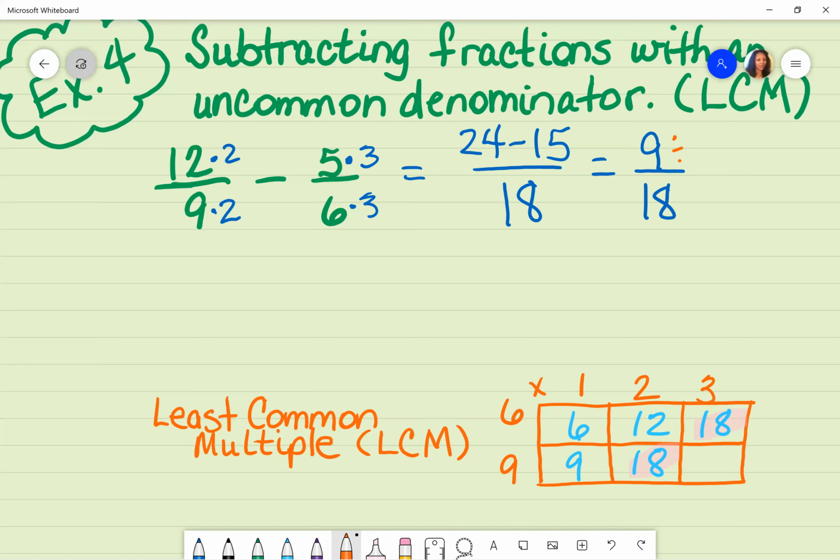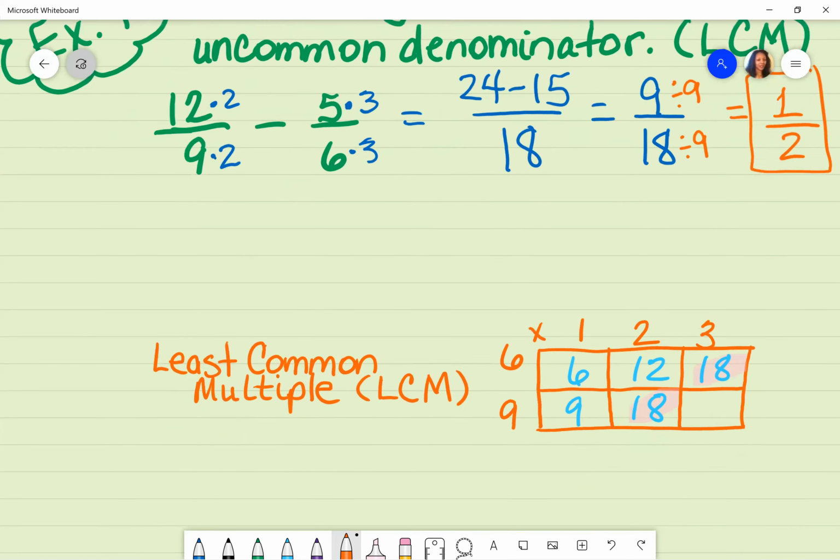All right, so that means I'm going to divide both my numerator and my denominator by 9 because that's my greatest common factor between the numbers 9 and 18. When I do that, what's 9 divided by 9? 9 divided by 9 is 1. 18 divided by 9? That's 2. So my answer in simplified form is 1/2 if you use the least common multiple method.